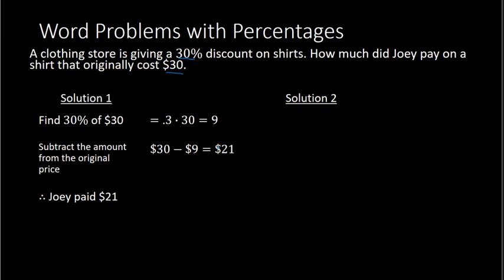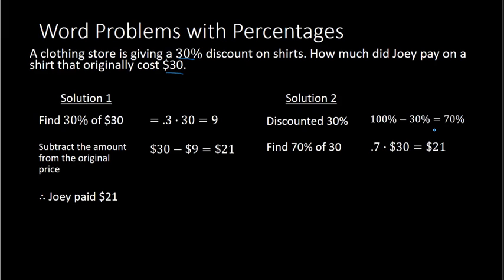The other way to consider this is that if it's discounted 30%, that means he is paying 100 minus 30, or 70% of the original price. So if I take 70% of 30, I take 0.7 times 30 to get 21. And this here is my answer. This is what he paid, because he paid 70% of the $30. So either way we want to do this, we get the same solution.